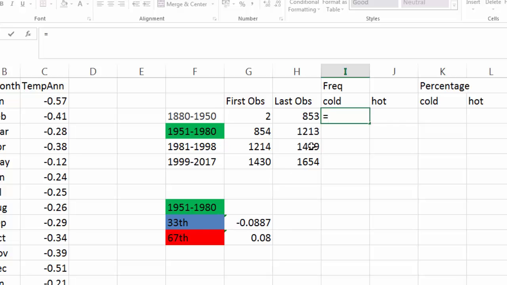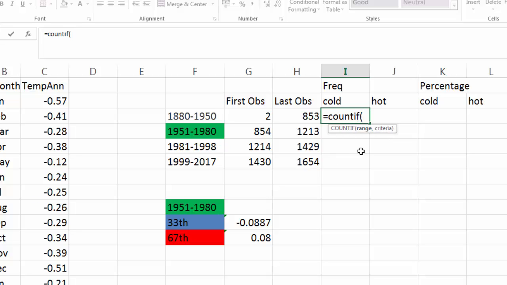And that will give us the number of days defined as cold in that subperiod. We are using a command called countif. There are two inputs, a range of data and a criterion, and the command counts the number of observations in that range that meets that criterion.